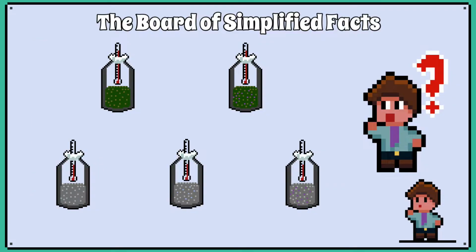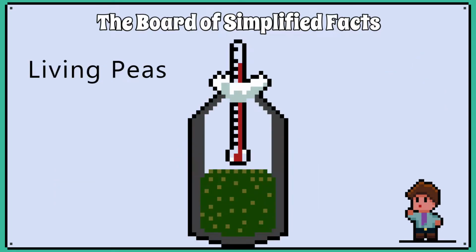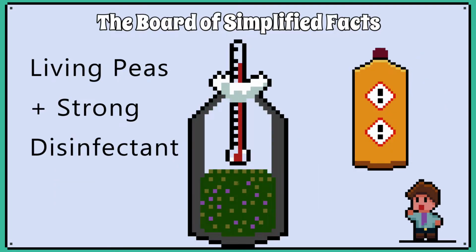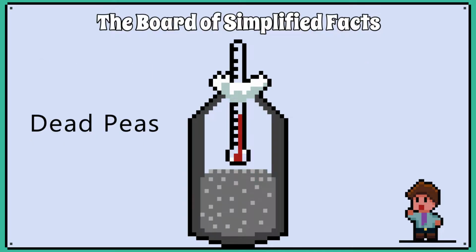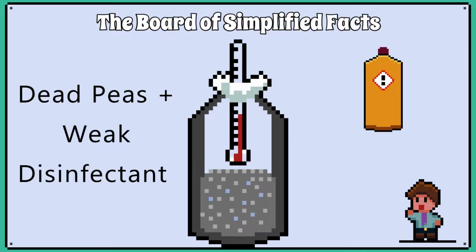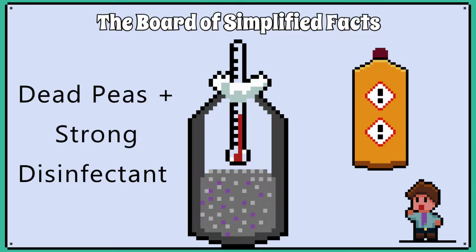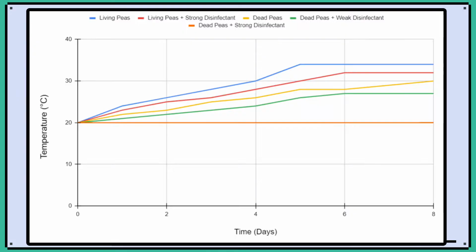I'm going to present a tricky version of this experiment to try and prepare you for the exam. So we now have a setup where we have living peas with strong disinfectant, boiled peas, boiled peas with weak disinfectant, and boiled peas with strong disinfectant. We see the following temperature changes over time.